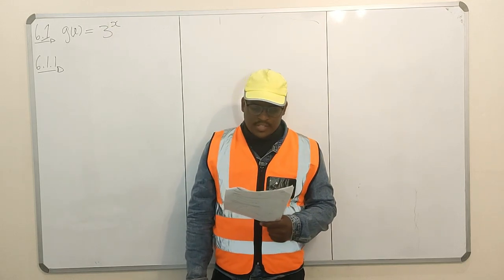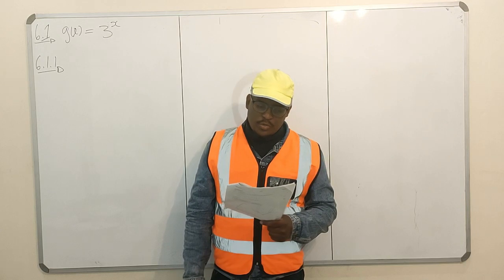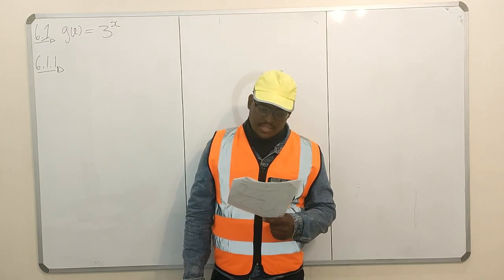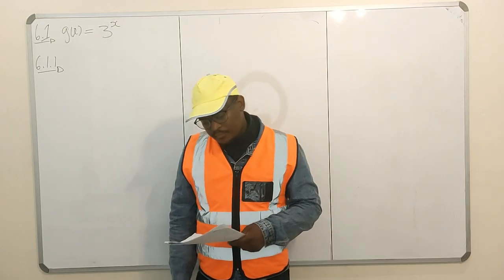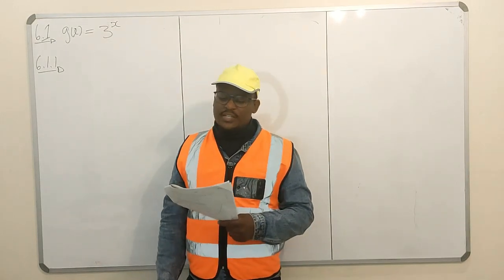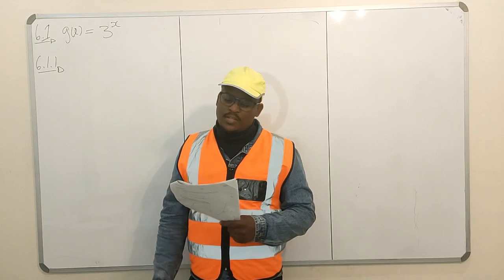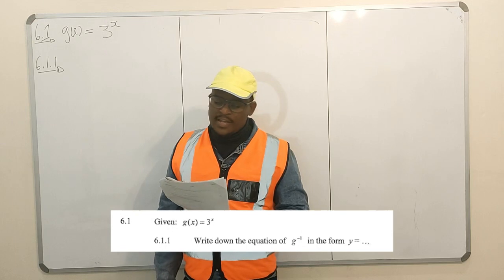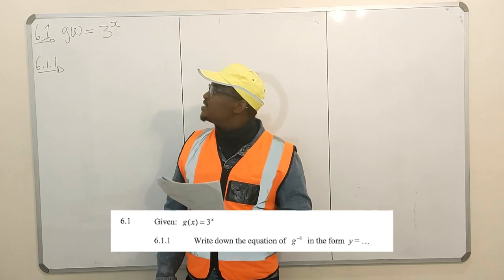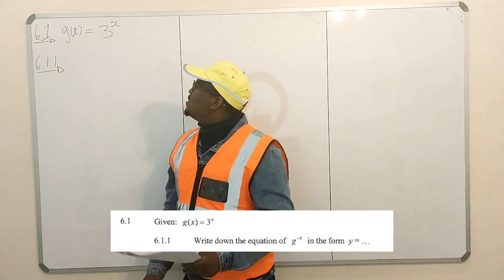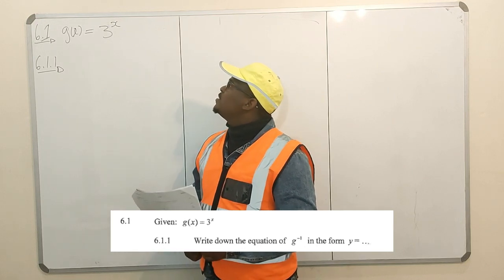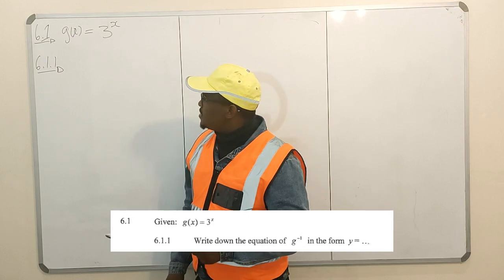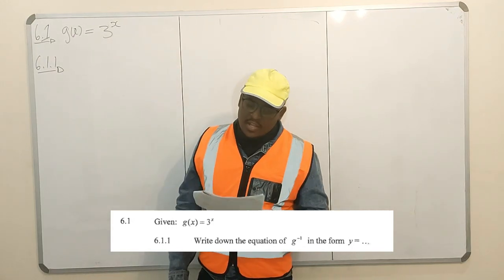So in this video, we're doing question 6 of May/June 2022, Mathematics Paper 1. These are functions. This is an exponential function. So I'll read the question 6 statement and then proceed to answer the questions that follow. 6.1 reads as follows: given g of x is equal to 3 raised to x. So we are given this function, g of x is equal to 3 raised to x, an exponential function. There are questions that follow.